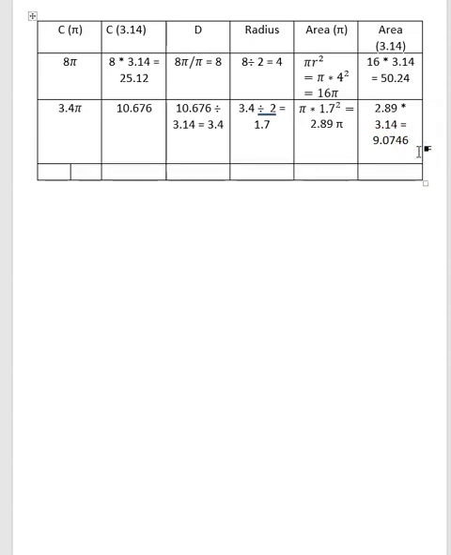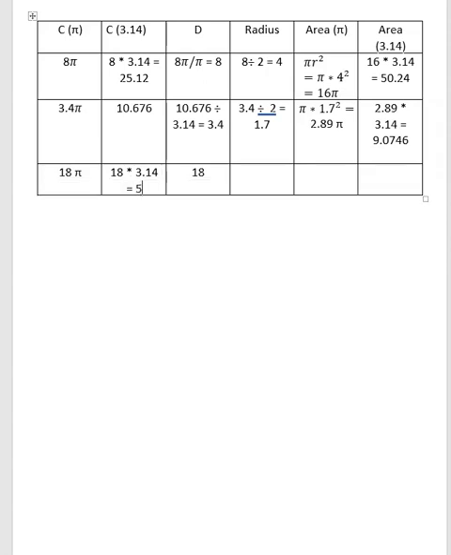Okay, and that's how, if you start with an approximate circumference, you can get to any other number on the table. Next one, this time we're going to start with the diameter. Let's say our diameter is 18. Well, to get to the exact, circumference is pi d, so it would be 18 pi. For approximate, it would be 18 times 3.14, which is equal to 56.52. The radius, you do 18 divided by 2, which gives you 9.